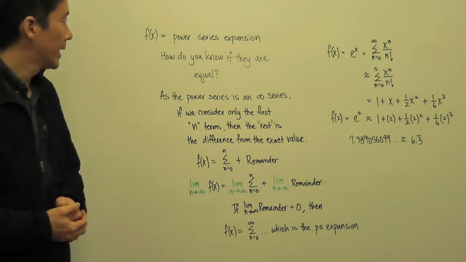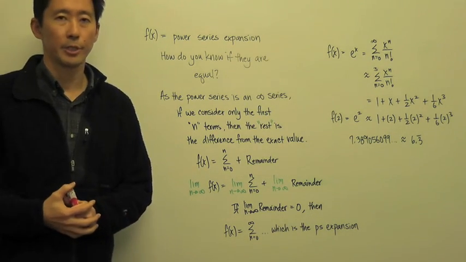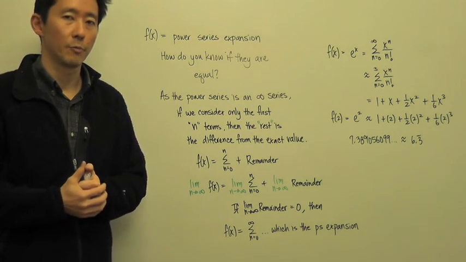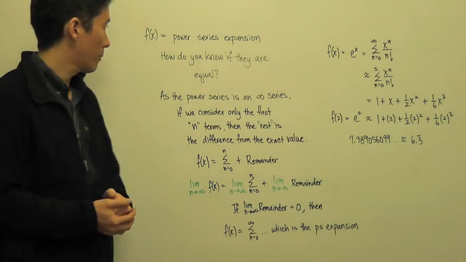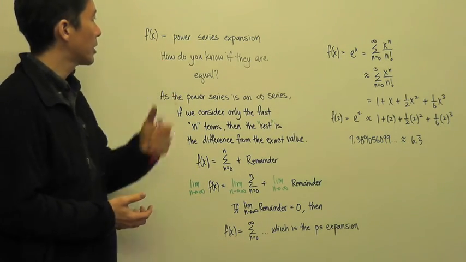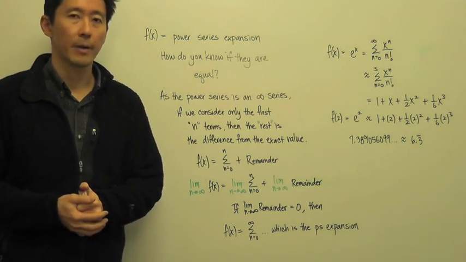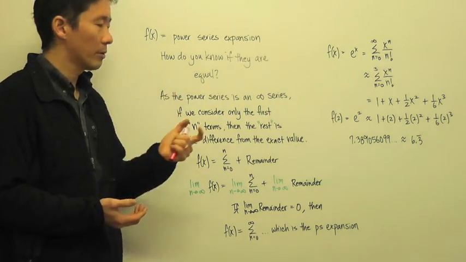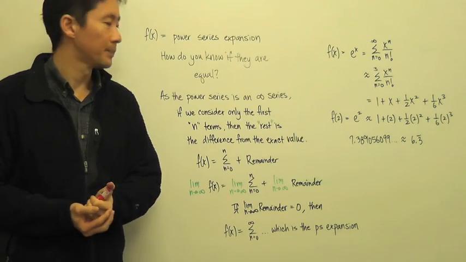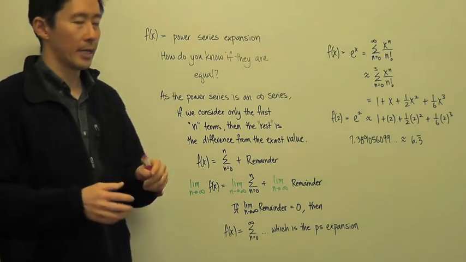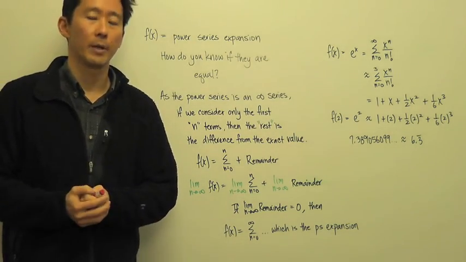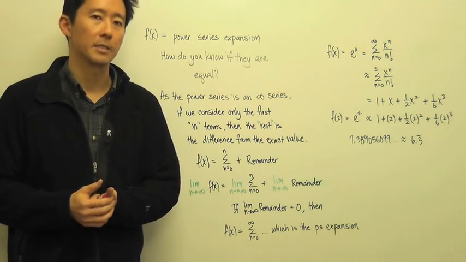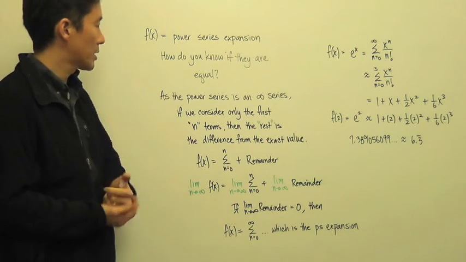Okay, hello everyone. Let's take a look at what we're going to do next with regards to linking functions with the power series. If we have a function and it's equal to the power series expansion, how do we know if they are equal or not? Let's get a general idea conceptually about what's happening, and then we'll take a look at the more nitty-gritty mathematics involved in answering this question.